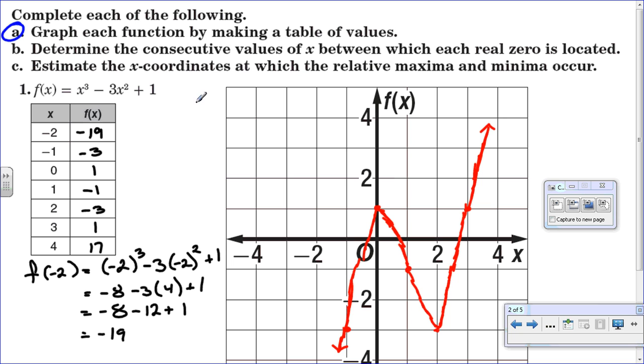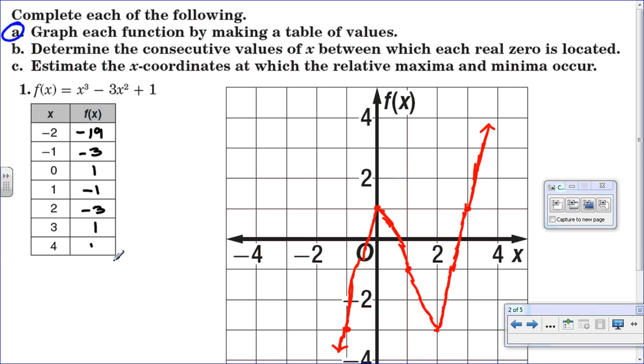We've graphed it. All right, part B: determine the consecutive values of x between which each real zero is located. Okay, there's two ways to go about doing this. Clear this off so that I've got room for work. The first way is just to look at the graph. For part B, I know I have a real zero between -1 and 0. I see another zero occurring right here, that's between 0 and 1. And one more zero right here between 2 and 3.